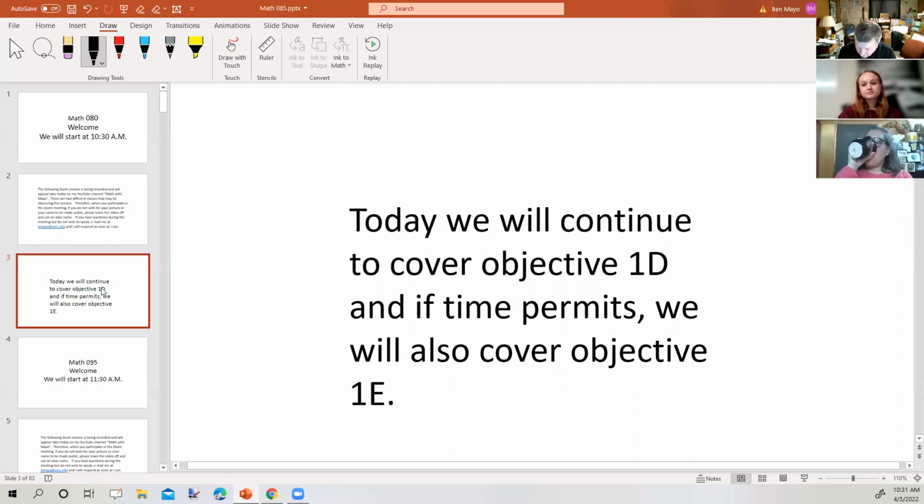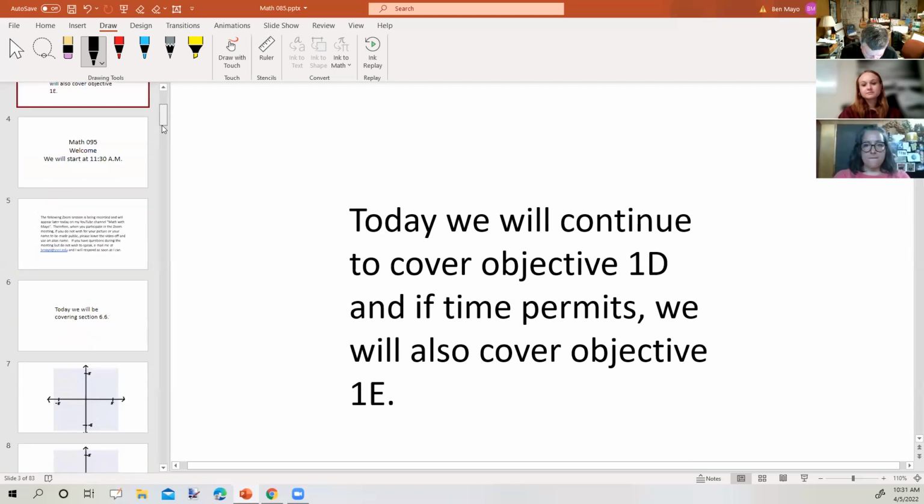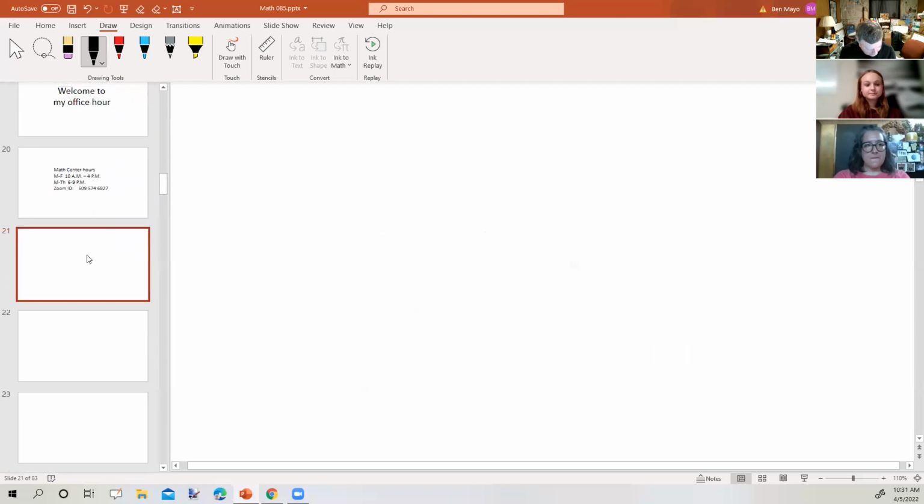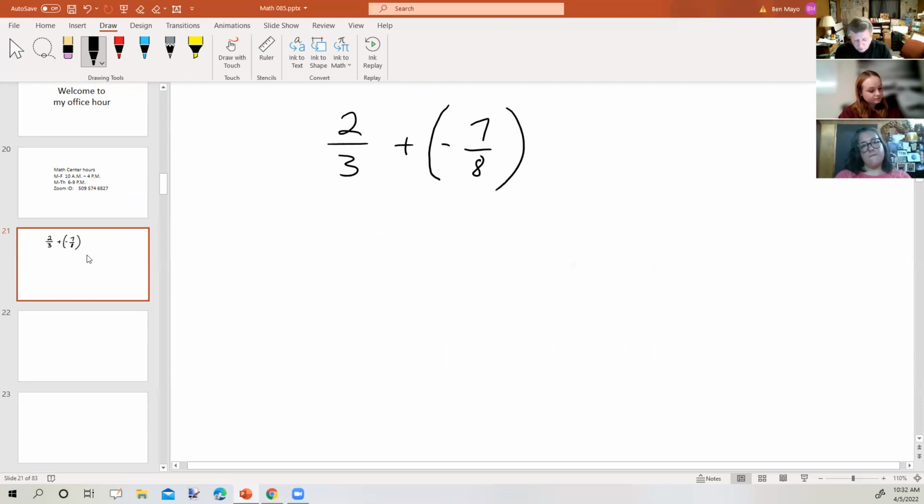Anyway, okay. So we're going to pick up where we left off yesterday, and that is with the following problem. It says add: we have 2/3 plus -7/8. So we can't add or subtract fractions unless they have the same common denominator. So we need to find the common denominator of 3 and 8.